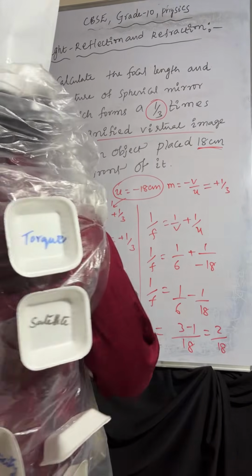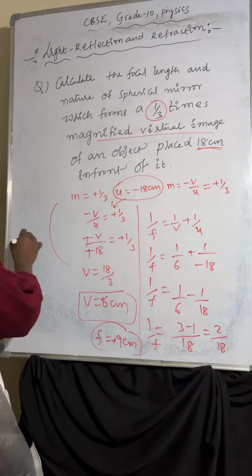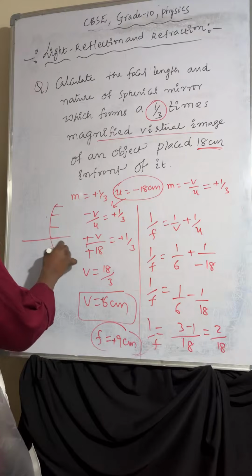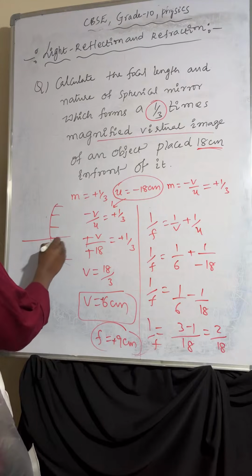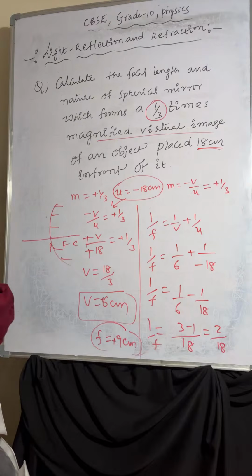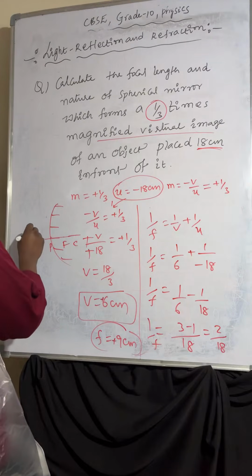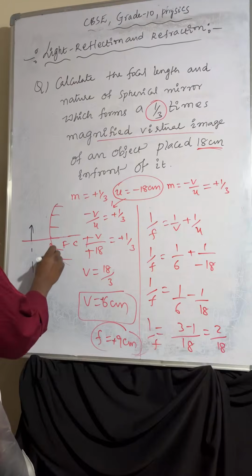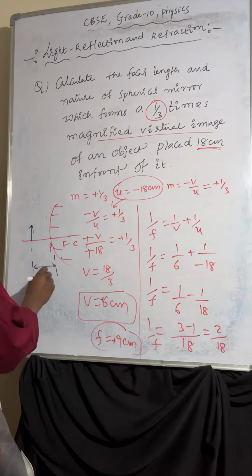Convex mirror. Okay, so the image will form. Here you can observe the pole, focus, and center of curvature. The object is placed at 18 centimeter from the pole.